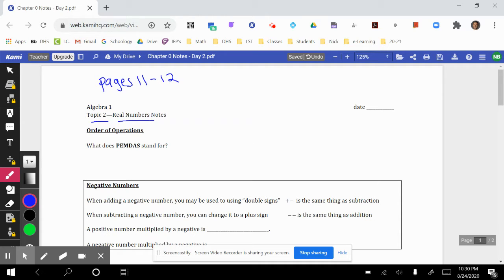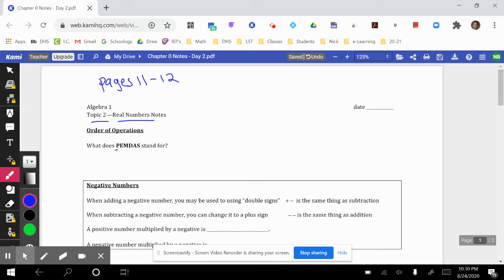We have 3 ideas that we need to get down today before we can start practicing some problems. The first idea is order of operations. Based on the pretest, we saw a lot of you understand what the order of operations are, so we're just going to go over these. I'm sure you've seen all these before.